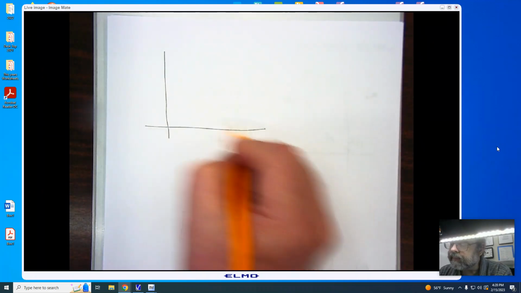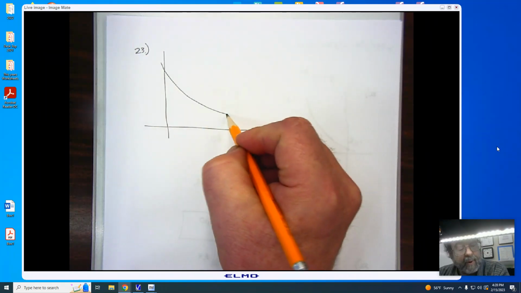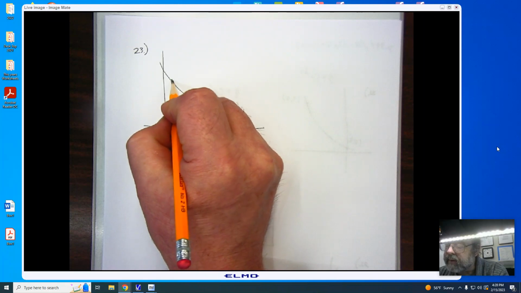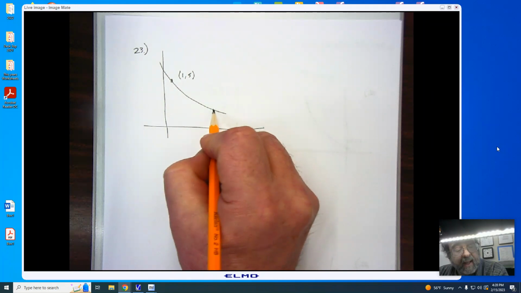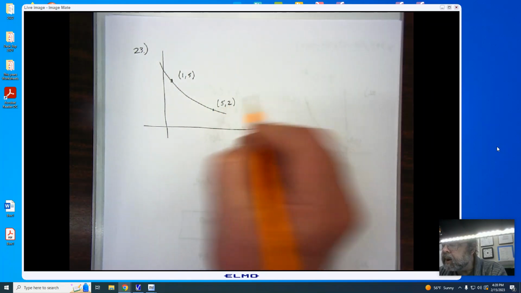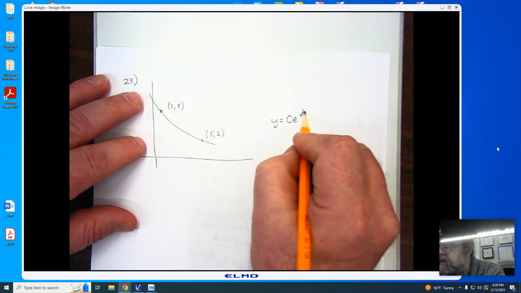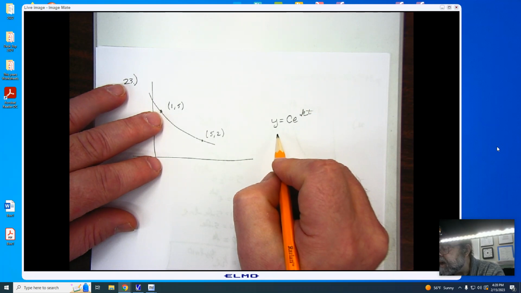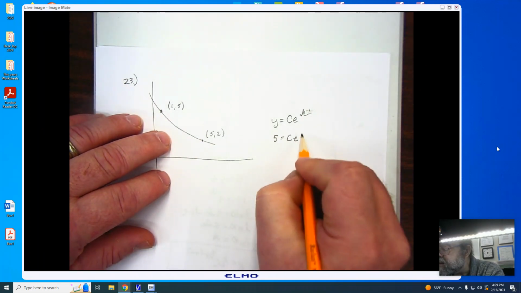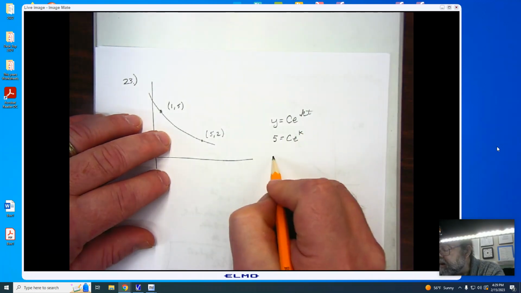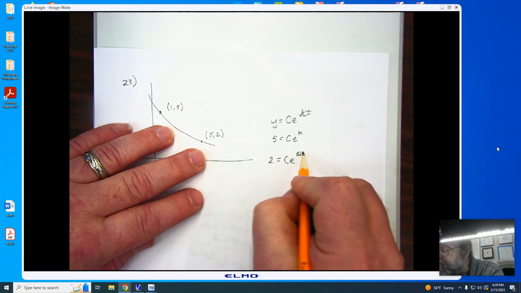Number 23 gives us a graph. The graph is also a decay, but it no longer gives us that first value. It gives us the point (1, 5), and it gives us the point (5, 2). Well, we're still looking at y equals ce to the kt power. We just have a 1 and a 5 that we'll be plugging in. So 5 equals ce to the k power, and 2 equals ce to the 5k power.